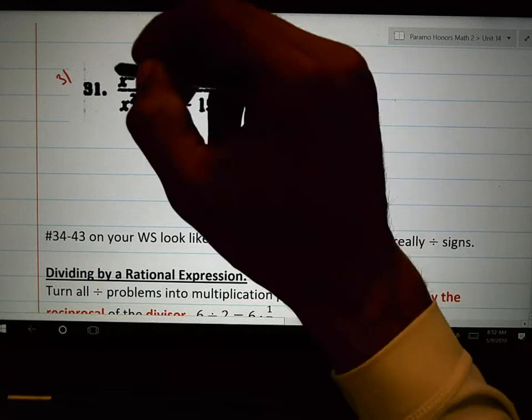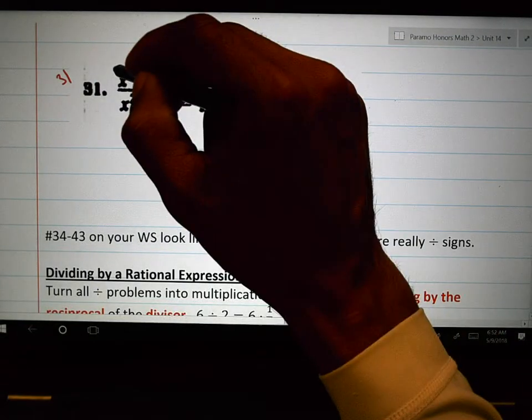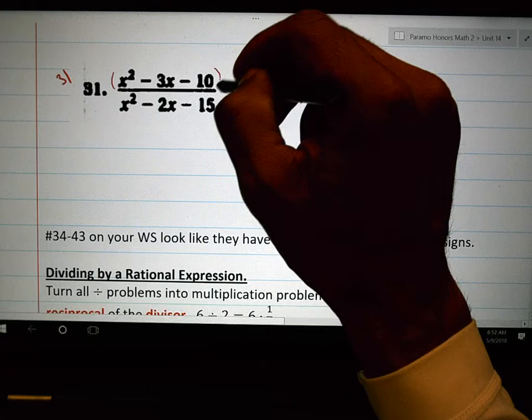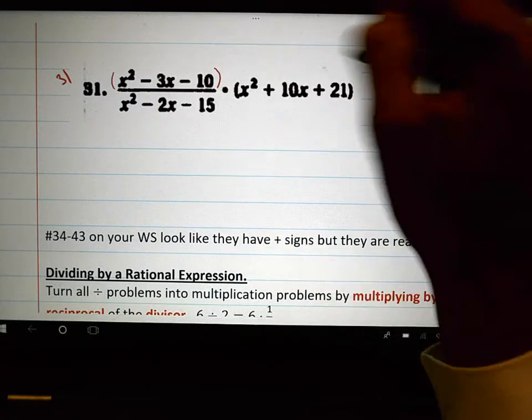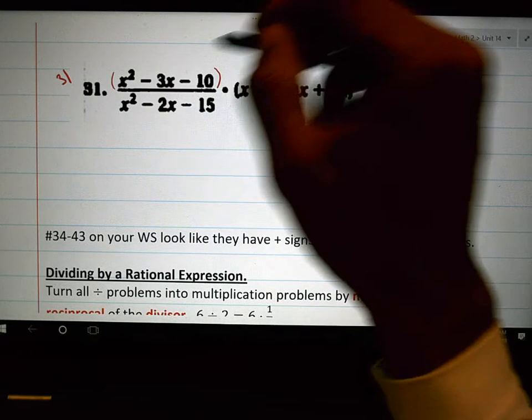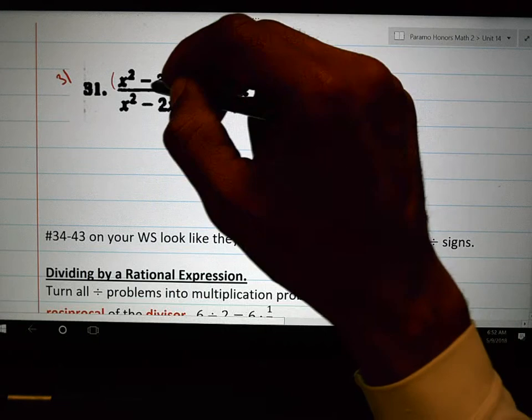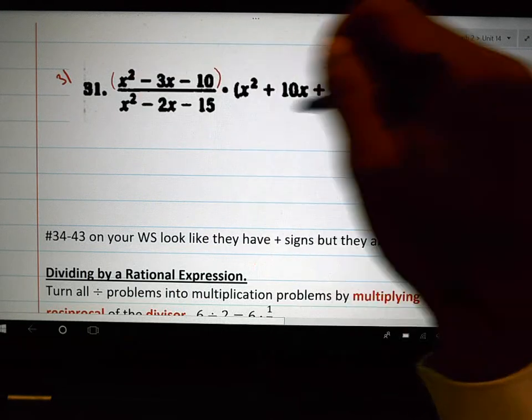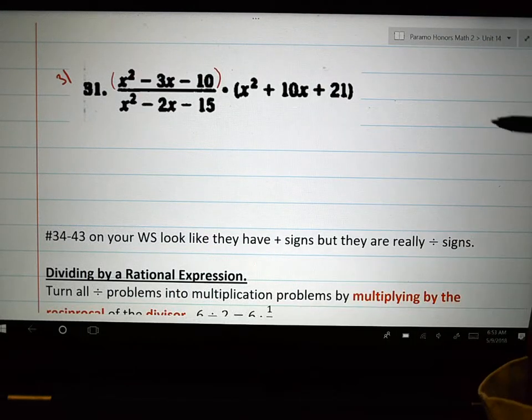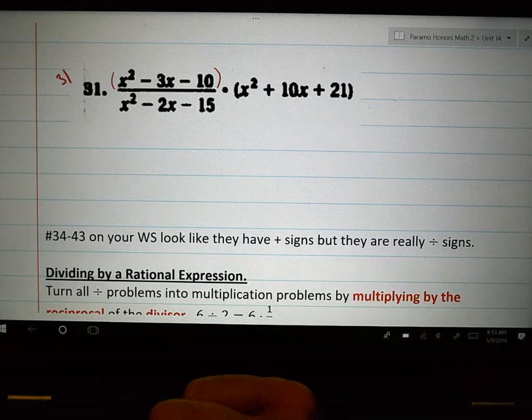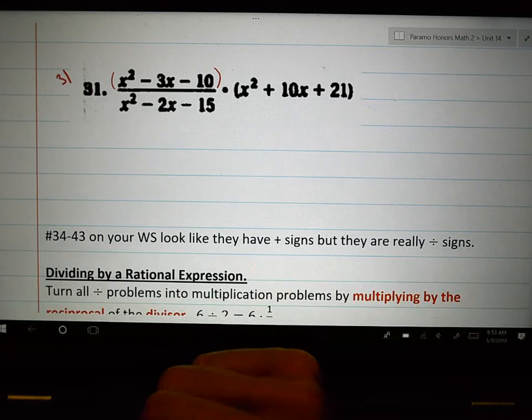I would avoid foiling this whole thing out. You would have to do top times the top, and that would be 3 things, another 3 things, and another 3 things. That'd be 9 terms, and that's a lot of foiling right there. Instead, let's work on factoring again.